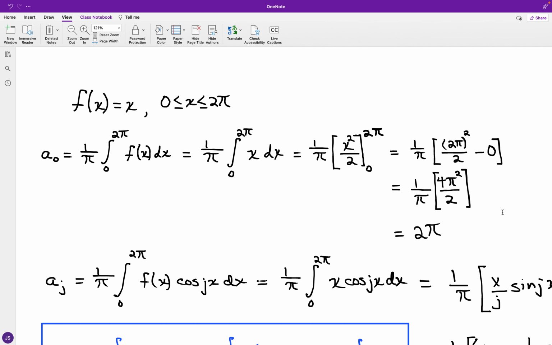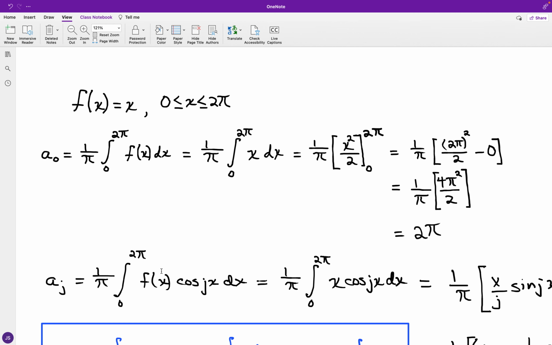And that's going to be 1 over pi times what's going to end up being half of 4 pi squared. In other words, you'll be looking at 1 over pi times 2 pi squared. And in this particular case, you will have pi squared to reduce. And so we end up with 2 pi for a naught.